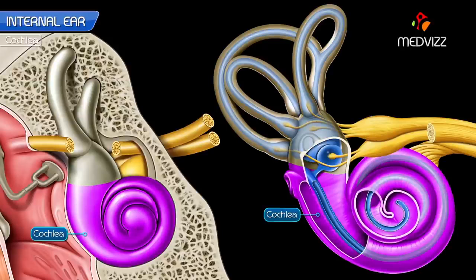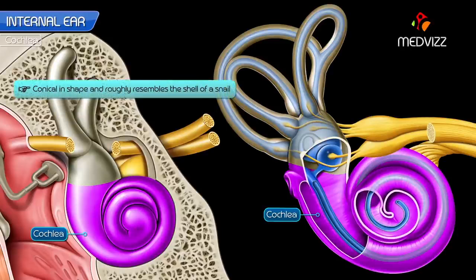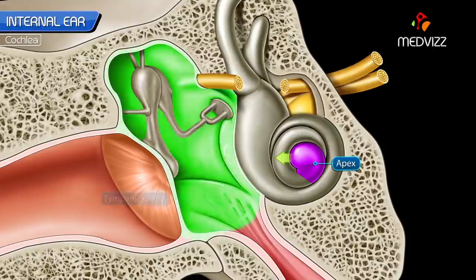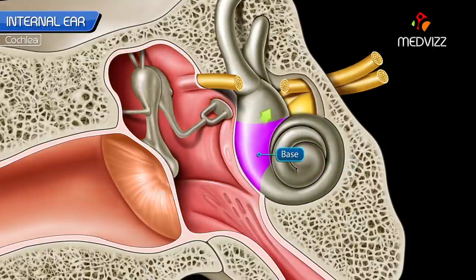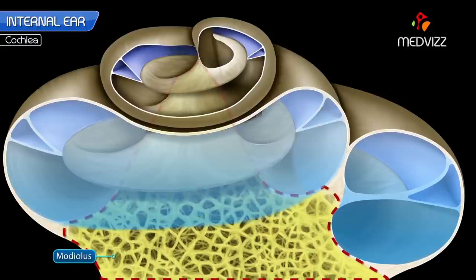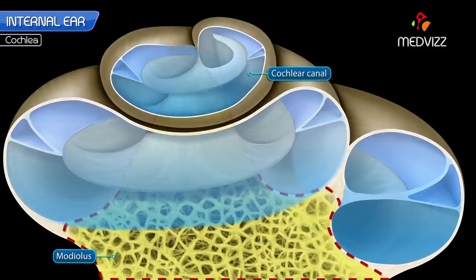Cochlea. The cochlea is conical in shape and roughly resembles the shell of a snail. Its apex or cupula is directed laterally towards the medial wall of the tympanic cavity. Its base is directed medially towards the bottom of the internal acoustic meatus. It consists of a modiolus and a bony cochlear canal.